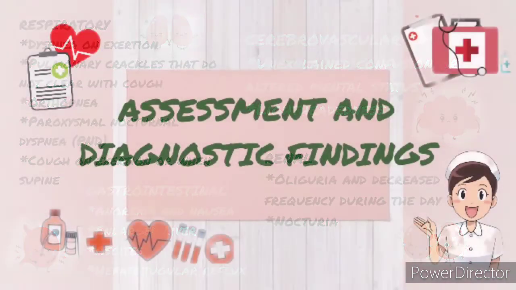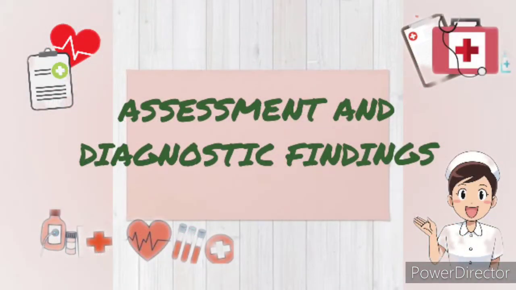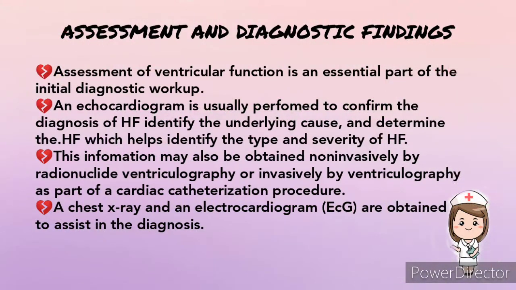Now let's talk about assessment and diagnostic findings of heart failure. Assessment of ventricular function is an essential part of the initial diagnostic workup. An echocardiogram is usually performed to confirm the diagnosis of HF, identify the underlying cause, and determine the ejection fraction, which helps identify the type and severity of HF. This information may also be obtained non-invasively by radionuclide ventriculography or invasively by ventriculography as part of a cardiac catheterization procedure. A chest X-ray and an electrocardiogram are obtained to assist in the diagnosis.